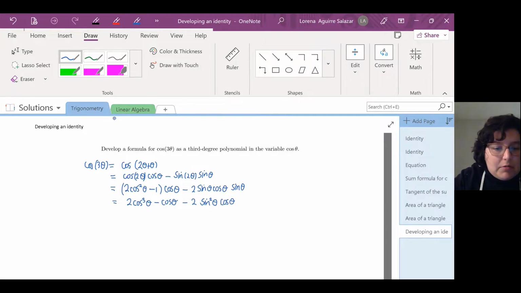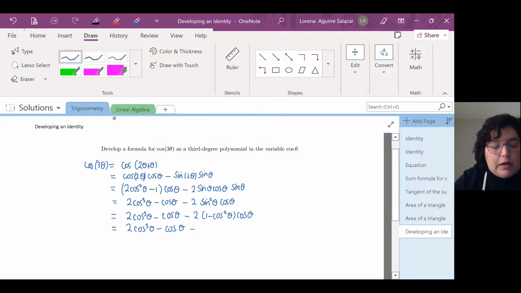And we can rewrite everything in terms of cosine of theta by rewriting our sine squared in terms of cosine of theta. Have minus twice 1 minus cosine squared of theta, and that times cosine of theta. And then we have twice cosine cubed of theta minus cosine of theta minus, and we're going to distribute this cosine between 1 and cosine squared of theta, and then multiply everything by 2. We have minus 2 cosine of theta minus 2 times negative 1. So that's plus 2 times cosine cubed of theta.